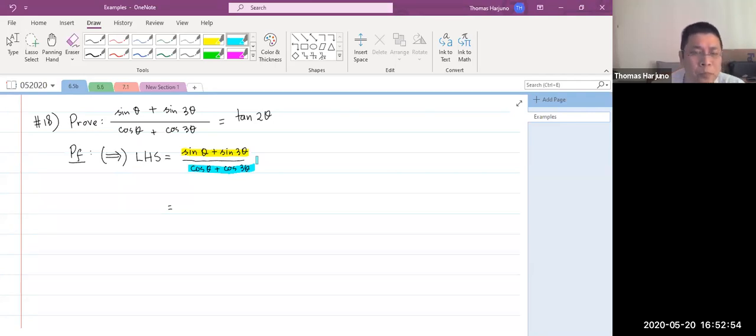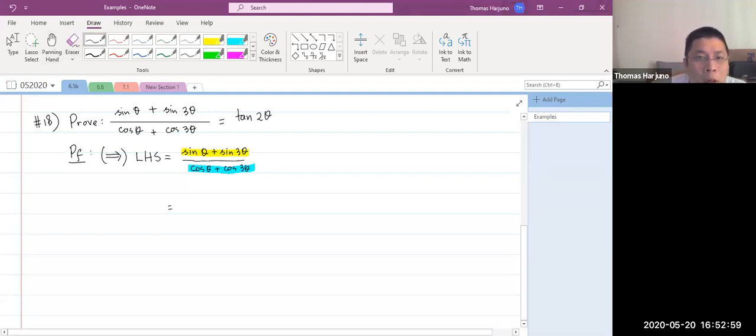Now, another problem is that we have a tendency to do factoring right away. And we see here, oh, nothing we can factor. So I have seen people doing this. They factor sine theta, and this is 1 plus 3. And on the denominator, cosine theta, and this is 1 plus 3. And then cancel, that's equal to tangent theta. But no, this is a very wrong way to do it.